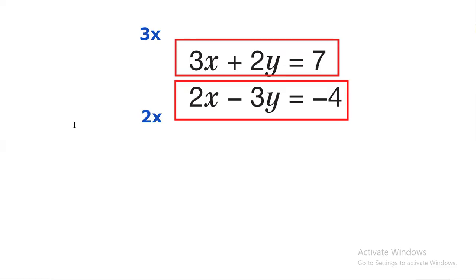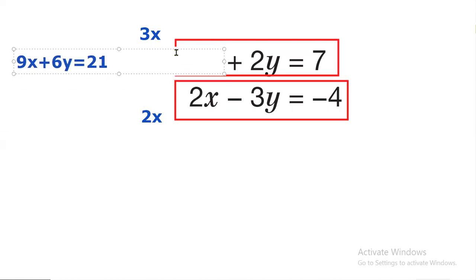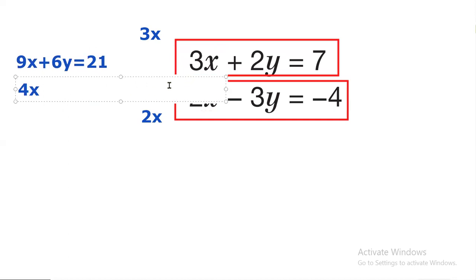So here 3 times 3 is going to be 9x. And then 3 times 2y is going to be plus 6y. And then 3 times 7 is going to be 21. That's the first equation after multiplying by 3. Now, the second equation after multiplying by 2, here we will have 4x. And then 2 times negative 3 is going to be negative 6y. And then equals 2 times negative 4, which is negative 8. Now we have the two equations after multiplying.